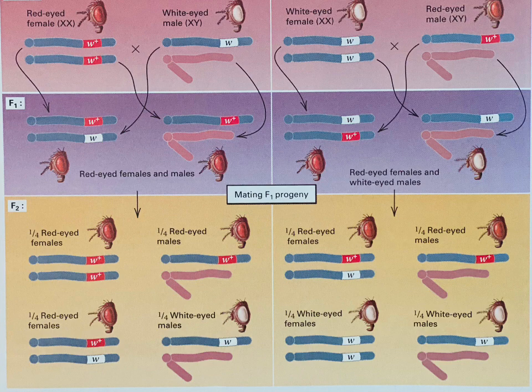Drosophila melanogaster. You see two versions of the X-linked inheritance. Left side, the red-eyed female, the wild-type female, is crossed with the mutant white-eyed males, and right side, a mutant white-eyed female XX is crossed by the red-eyed male XY. This is a discovery of Thomas Hunt Morgan. The title was Sex-Limited Inheritance in Drosophila, published in Science 1910.